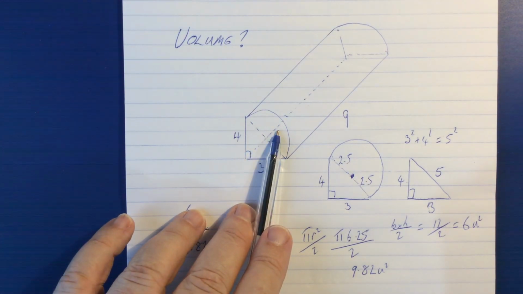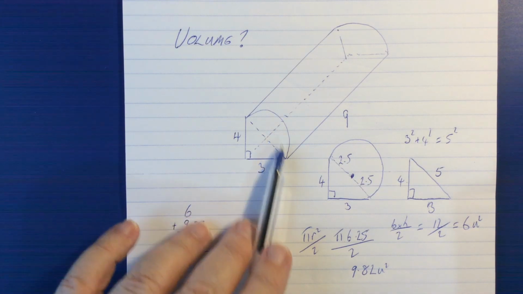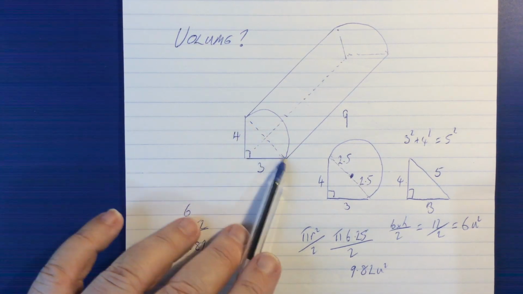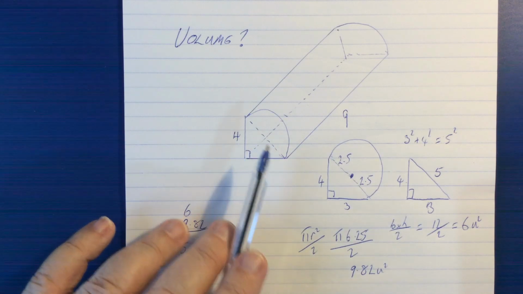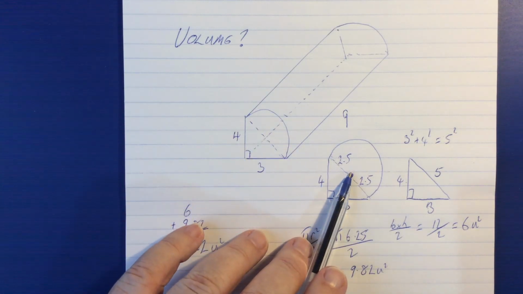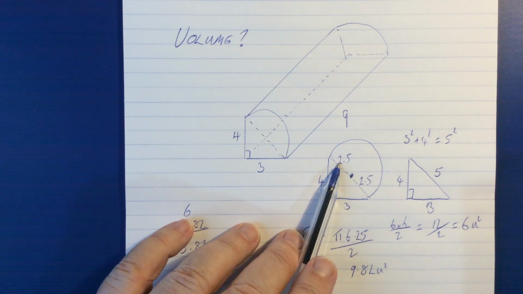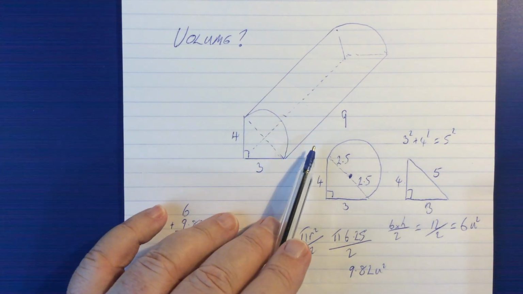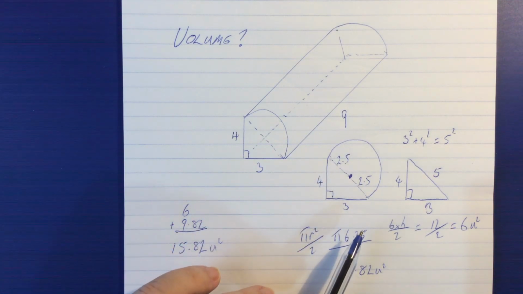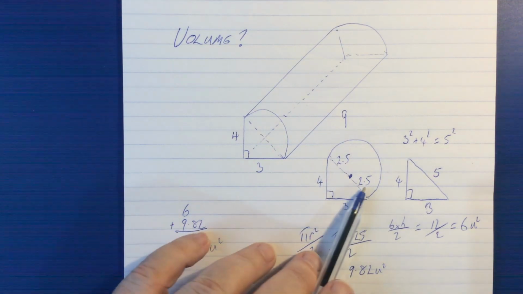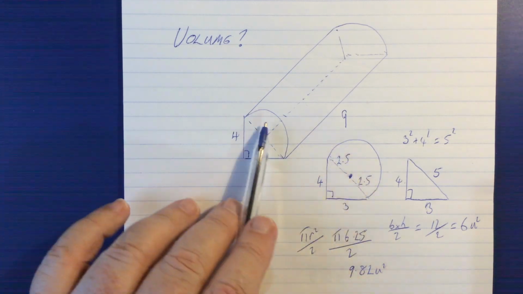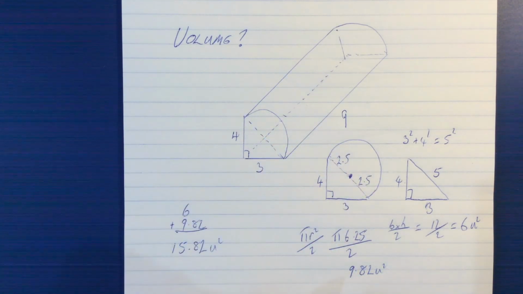We found the length of this side using Pythagoras. We could get from that, if the whole distance here is 5, the radius is 2.5. Pi r squared gives us pi times 6.25. We divide that by 2 to get the area of a semicircle. So we wound up with 6 and 9.82, giving us a total of 15.82 units squared.